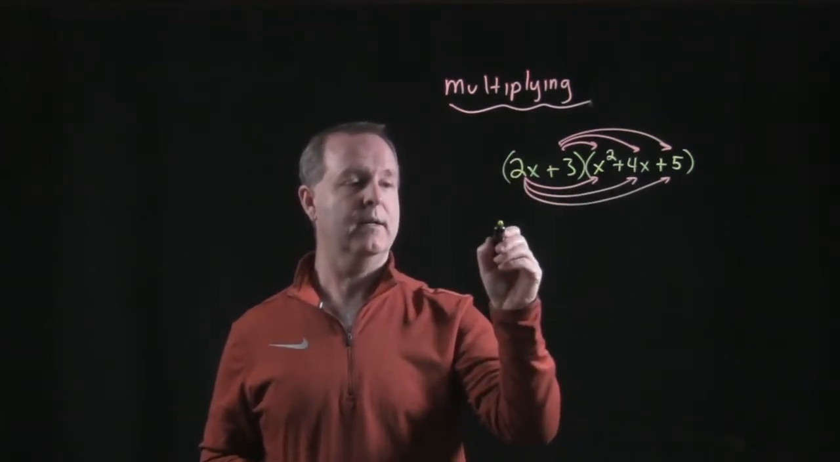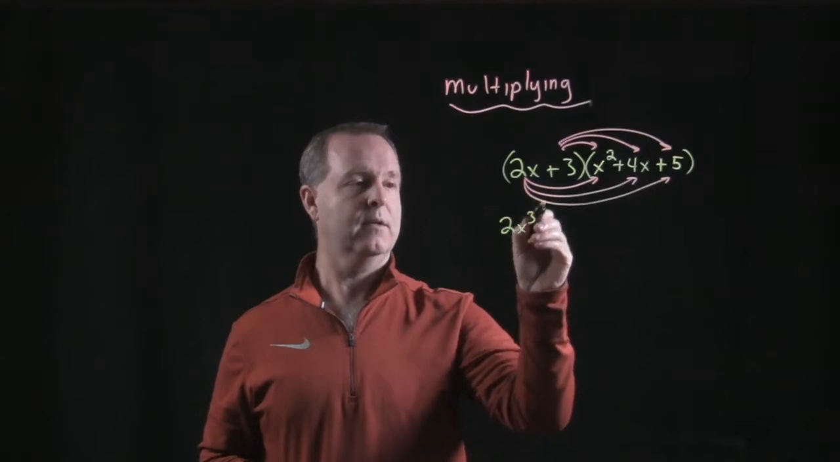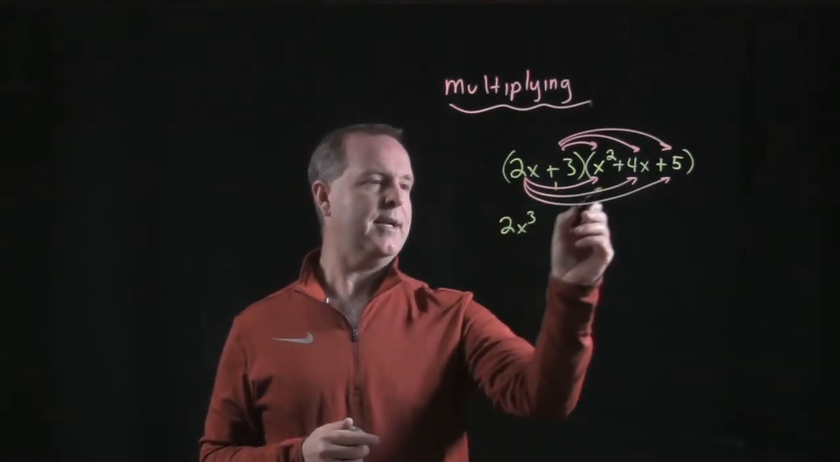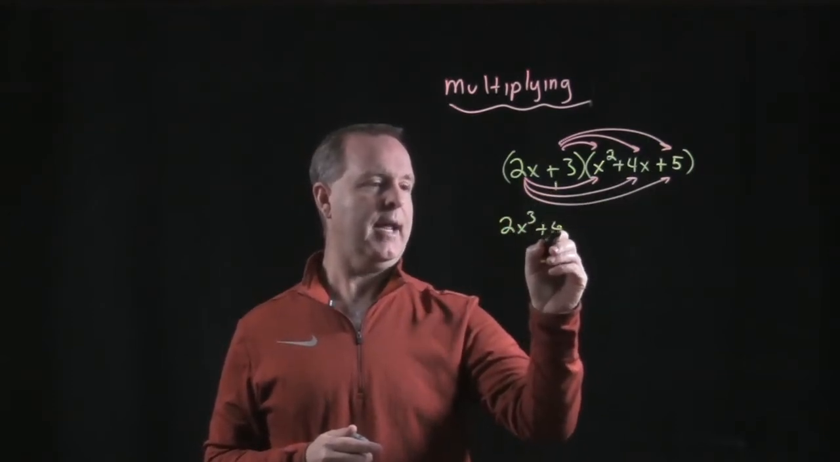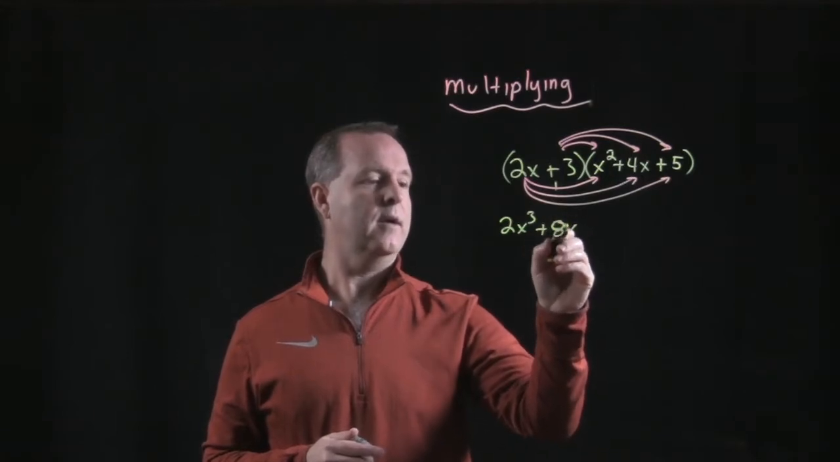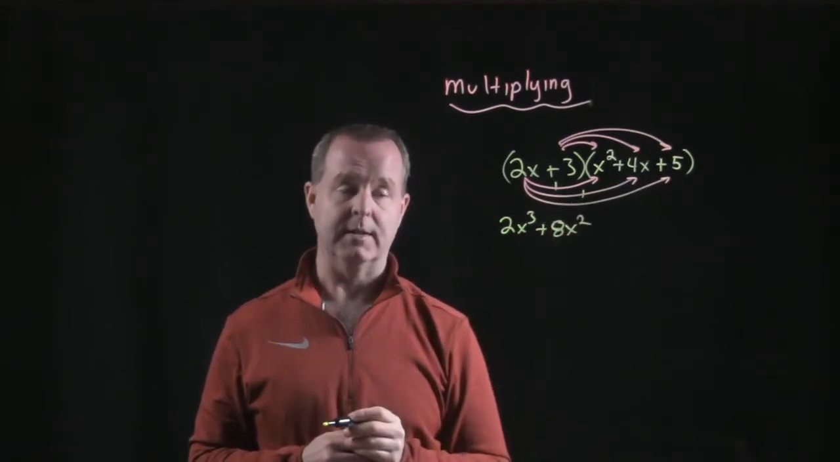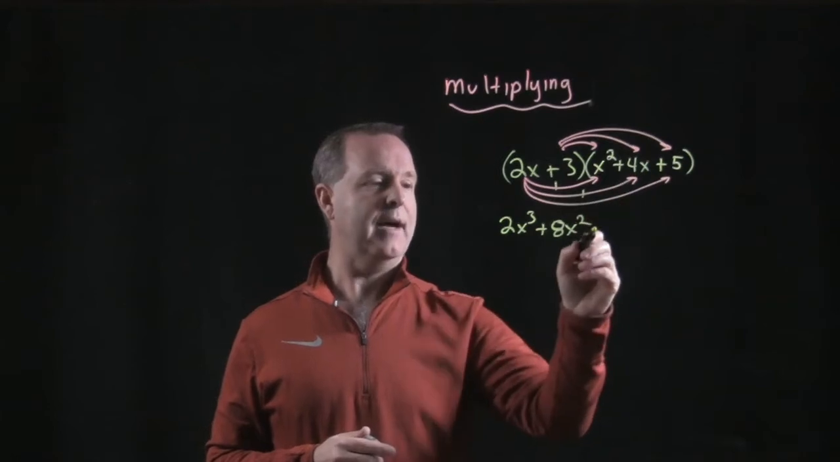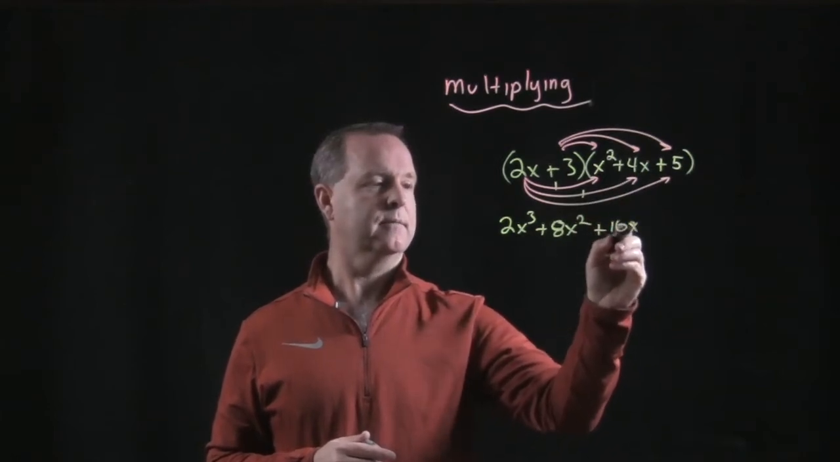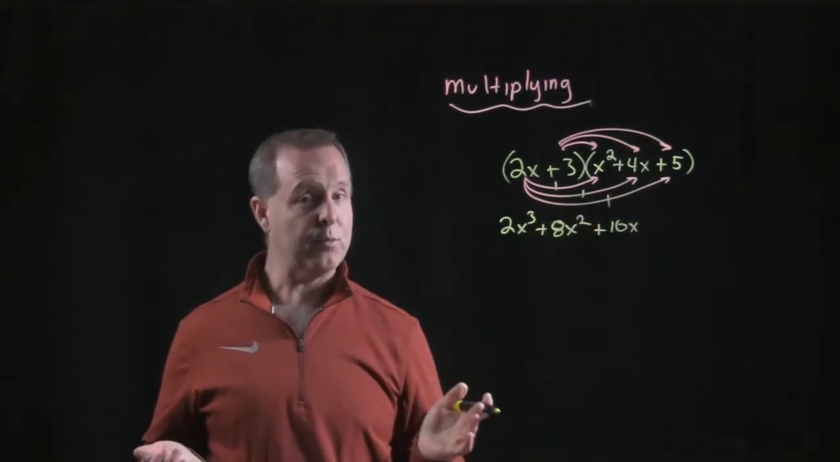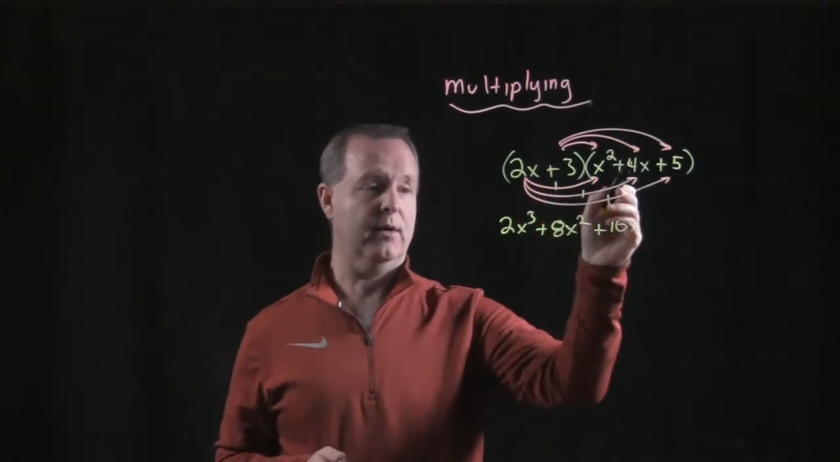2x times the x squared gives me 2x cubed. Check. 2x times a 4x produces a 8x squared. So that one was done. 2x times a 5 produces a 10x. Halfway there. Now we have to take care of this 3 all the way across.